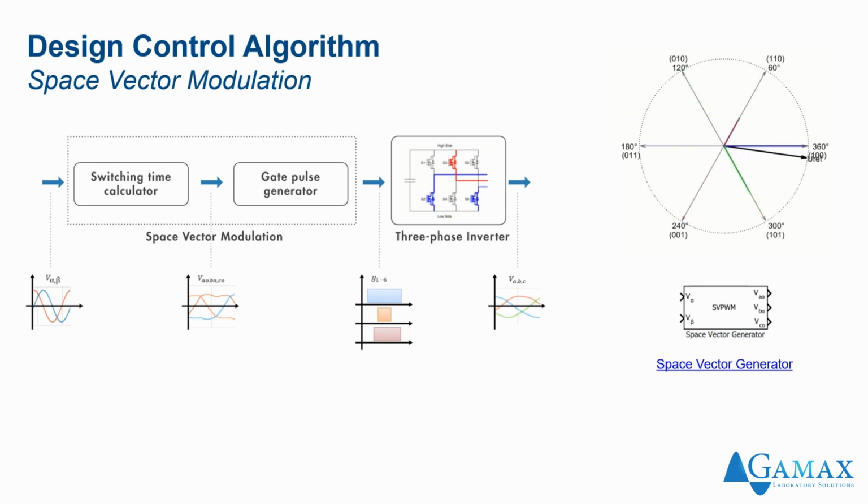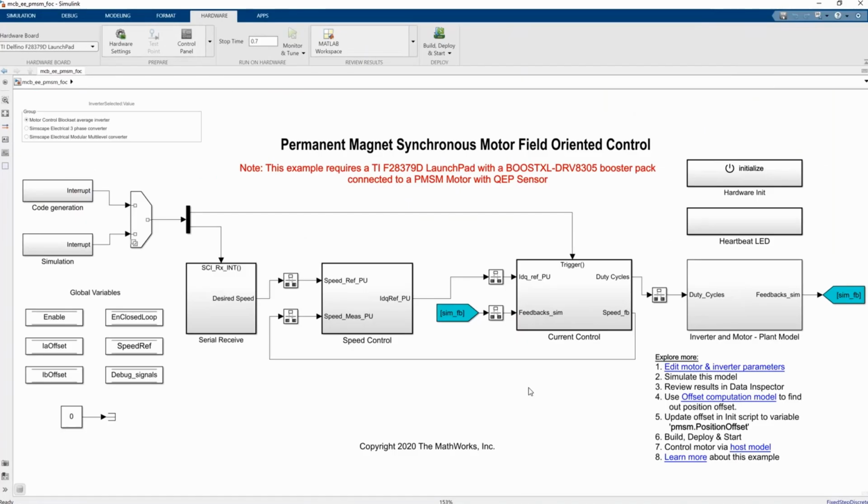So in order to use the space vector modulation in Simulink, we can just take the pre-built space vector generator block provided by the motor control blockset. So let's see how to design our controller. We'll start with putting together the field-oriented control algorithm. So let's take a look at it.